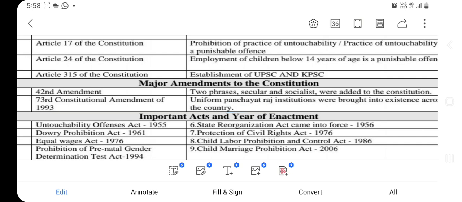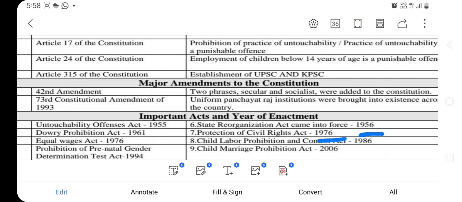Next, important acts and the years of enactment. These are important acts that came into force in India. The Untouchability Offence Act came in 1955. Dowry Prohibition Act 1961. Equal Wages Act 1976, equal pay for equal work. Prohibition of Prenatal Gender Discrimination Test Act 1994. Next, the States Reorganisation Act came into force in 1956. Protection of Civil Rights Act 1976.